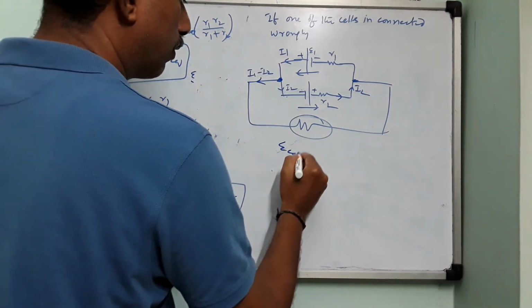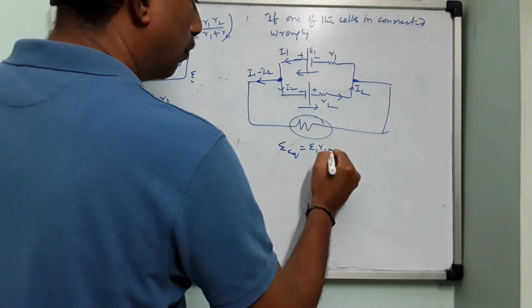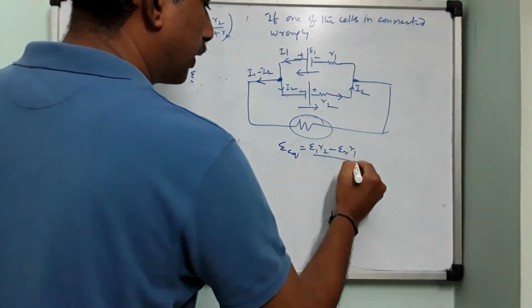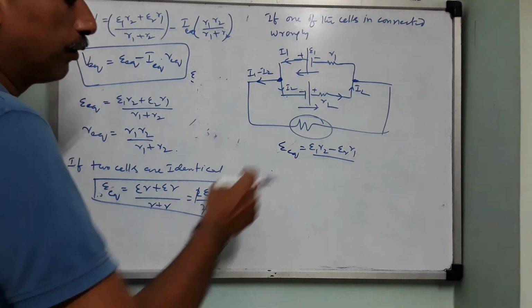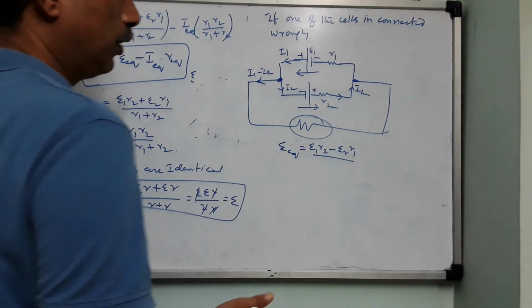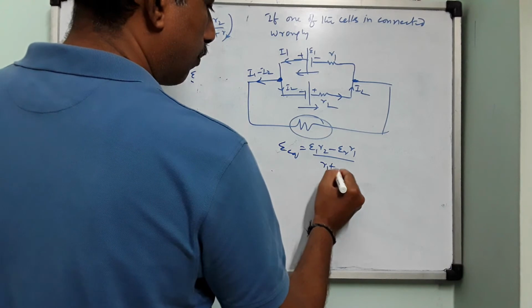In such case what we write? E equivalent equals E1 R2 minus E2 R1. Whichever the cell is bigger, that will come in the beginning. I am guessing that E1 is greater than E2. Therefore I am writing E1 R2 minus E2 R1 by R1 plus R2.